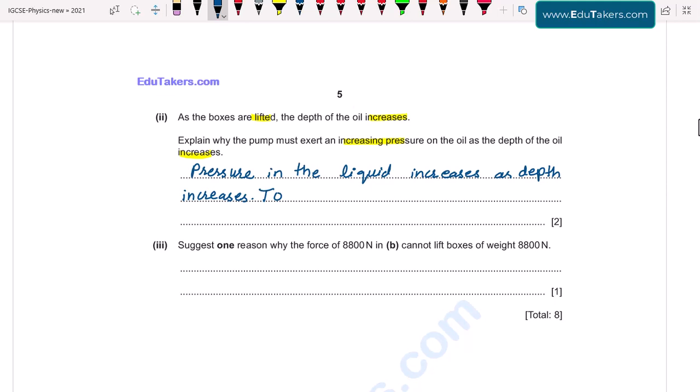To oppose this increased pressure, which is due to the oil, so I write here pressure of the oil. The pump must exert an increasing pressure.